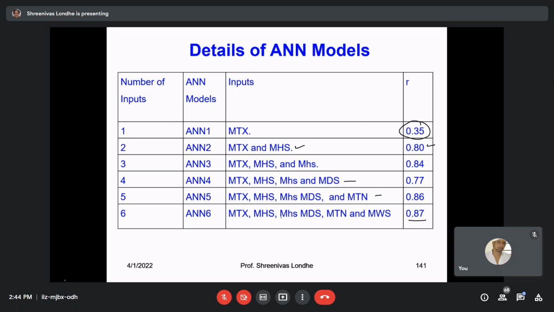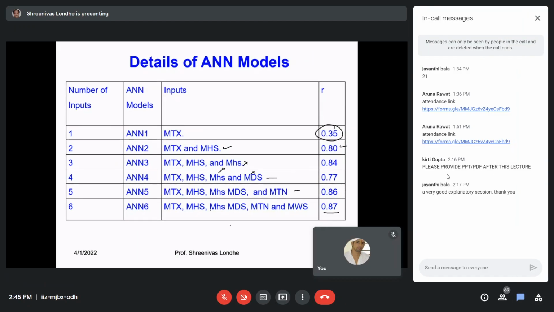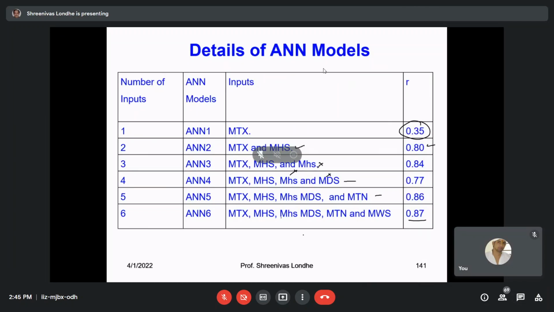And what else can I prove over here? I can prove that with a limited number of inputs also, suppose any of these others are not measured, still with MTX and MHS, I can get 0.8 accuracy. Wonderful. So this proves that ANN can work with a limited amount of data, and I can develop such models that give me meaningful solutions when the entire data is not available to me. All the parameters are not measured. Still, I can calibrate such a model. That is the wonderful aspect of this technology.